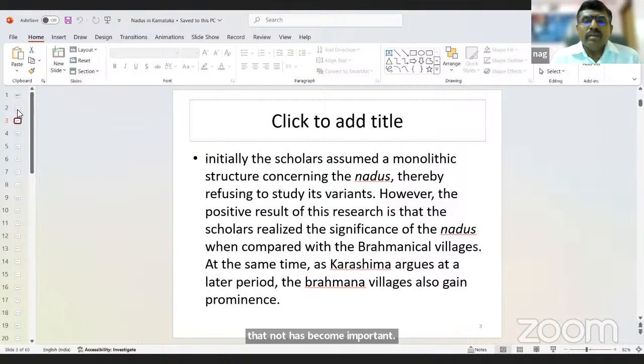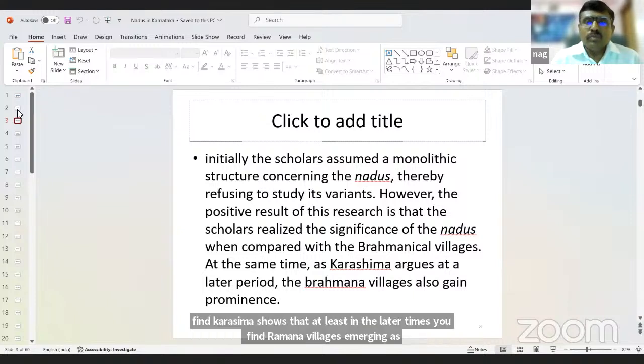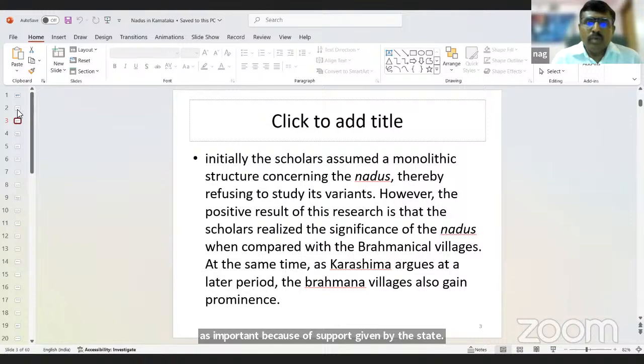So we find Karashima, where he argued about the Brahmana villages. Nilakanta Shastri also discussed Brahmana villages, but for him villages were more important than the Nadus. But then Karashima shows that, at least in the later times, Brahmana villages emerged as important because of support given by the state. So it is not only Nadus, but Brahmanical villages also become important, as argued by Karashima.